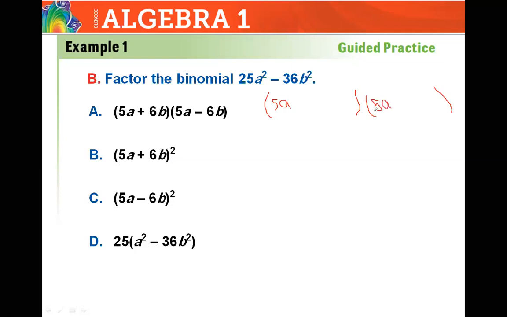Okay, Muhammad. One of them is positive, the other is negative. The square root of 36 is 6. The square root of b power 2 is b power 1. So 6b here and 6b here. So the result will be letter A. This is the answer. Okay, you can write it quickly.